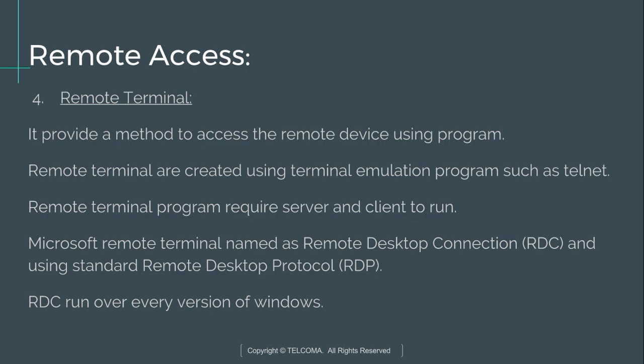the server. The first remote terminal was designed by Microsoft, known as Remote Desktop Connection (RDC), and it uses the standard named Remote Desktop Protocol (RDP). But RDC only runs on Windows, meaning it accesses remote devices which also have Windows installed. Whereas the next remote terminal is named VNC, that is Virtual Network Computing. It is a free terminal emulator program and it runs on every operating system.